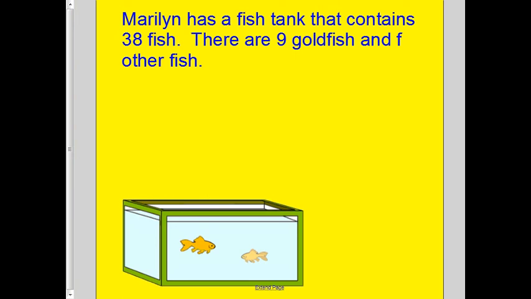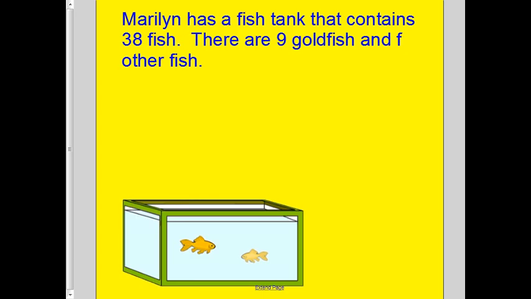Another thing we need to be able to do with equations is look at a word problem and write an equation from that word problem. So let's take a moment and look at this situation. Marilyn has a fish tank that contains 38 fish. There are 9 goldfish and F other fish.